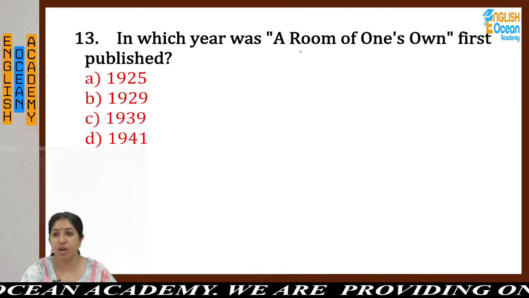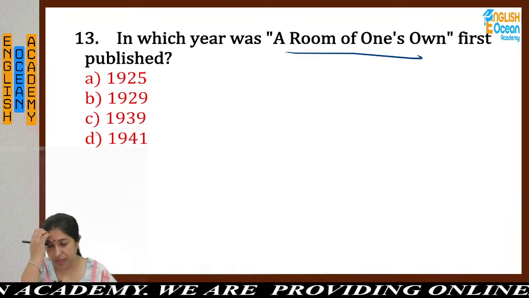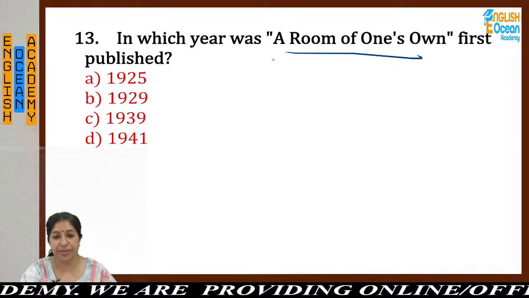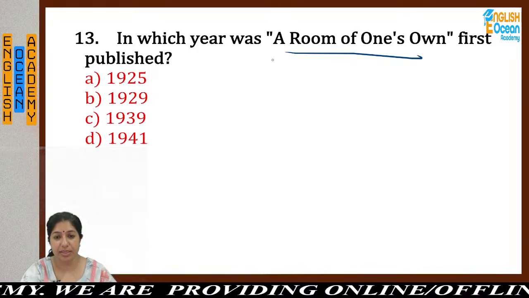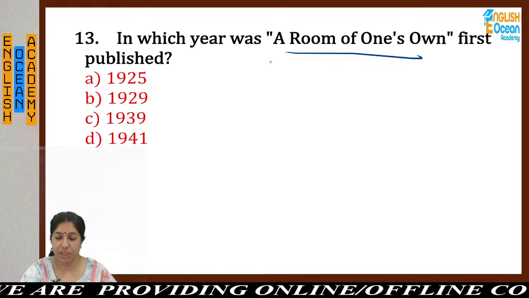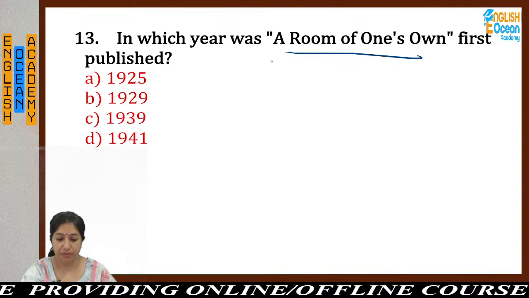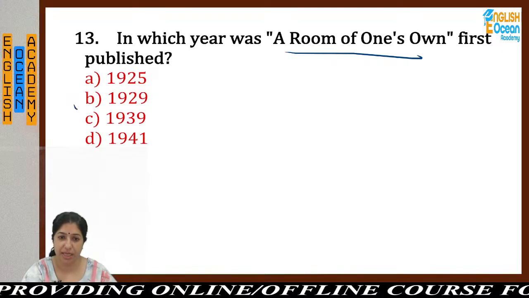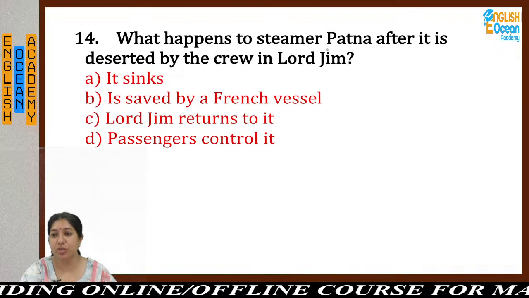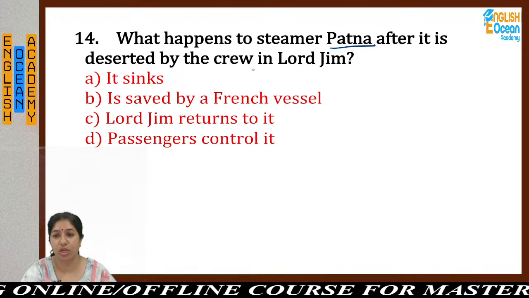In which year was A Room of One's Own first published? When was Virginia Woolf's A Room of One's Own published? 1925, 1929, 1939 or 1941? In which year was Virginia Woolf's A Room of One's Own first published? Yes, absolutely right, 1929. What happens to steamer Patna after it is deserted by the crew in Lord Jim?